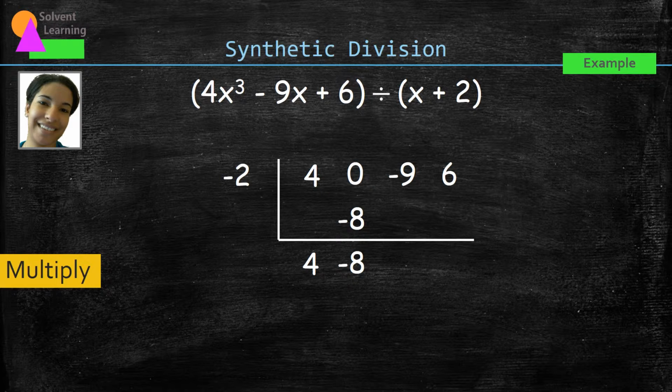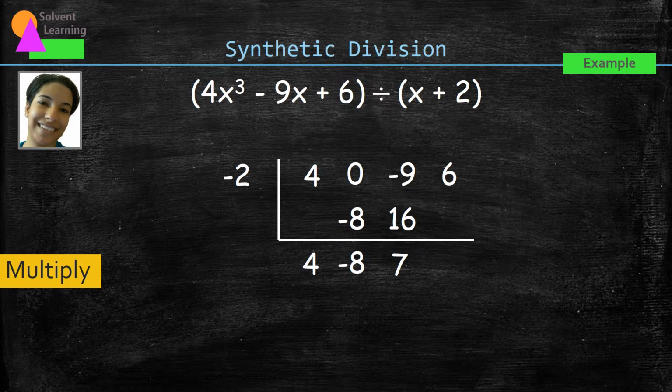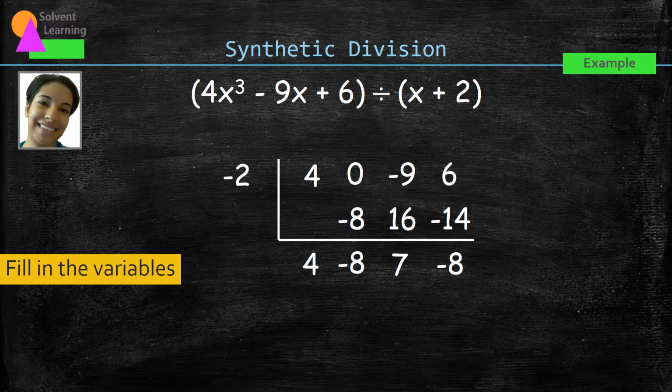Okay, now we multiply the negative 2 times negative 8, gives us positive 16. Add the negative 9 and 16, gives us 7. And then multiply negative 2 times 7, get negative 14. And then add the 6 and negative 14, we get negative 8. Okay. So now we have all of the coefficients and constant terms and even the remainder that's going to be a part of our final quotient. But we're just missing the variables, so we need to fill them in.